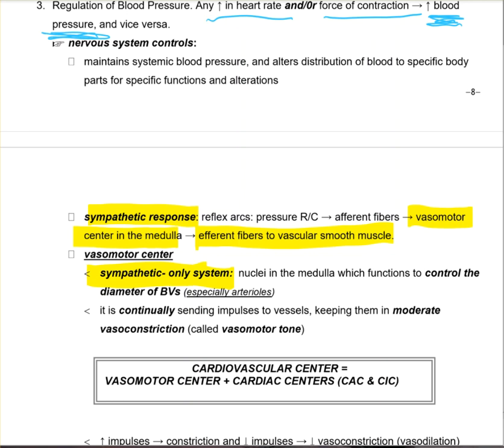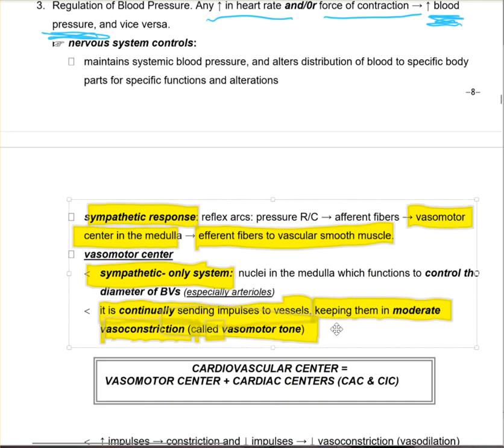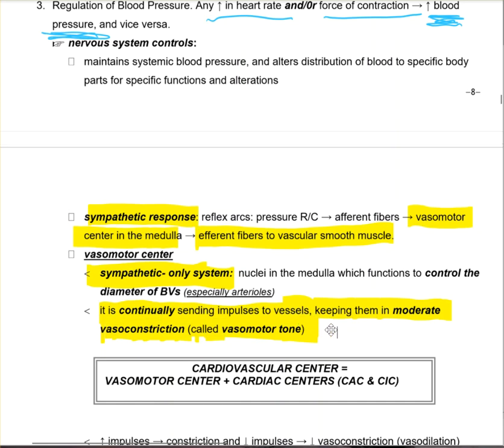Sympathetic-only system. The nuclei in the medulla only control the diameter of blood vessels, and all they do is constrict them. Now, normally, we have slightly constricted blood vessels all the time. So, generally speaking, the vasomotor center is sending impulses to vessels, keeping them in moderate vasoconstriction. And this is called vasomotor tone, or sometimes just called vasotone. So I'll put that in because you sometimes see it as both. Vasotone, kind of all together.